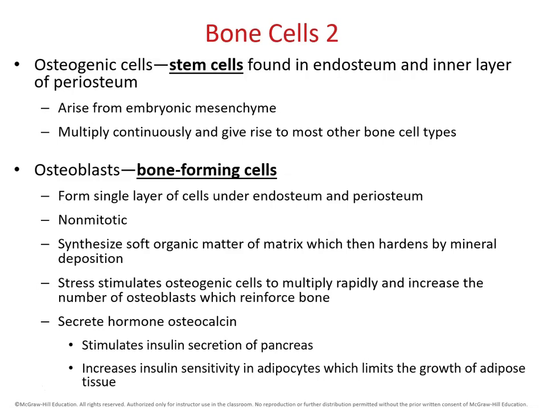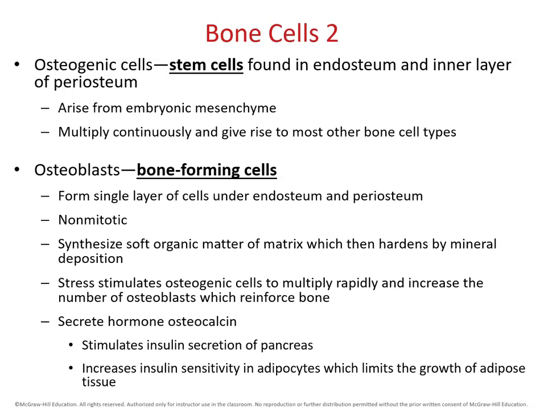So, talking about these 4 types of bone cells. First, we have osteogenic cells. These are actually stem cells, and they come from the endosteum. Their job is to maintain a population of undifferentiated stem cells, as well as give rise to the other bone cell types. So they have 2 things going on. They are maintaining a stem cell population and differentiating to form the other bone cells.